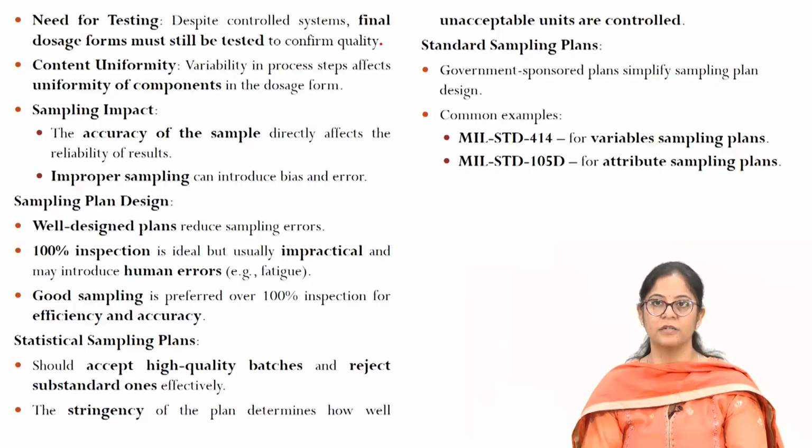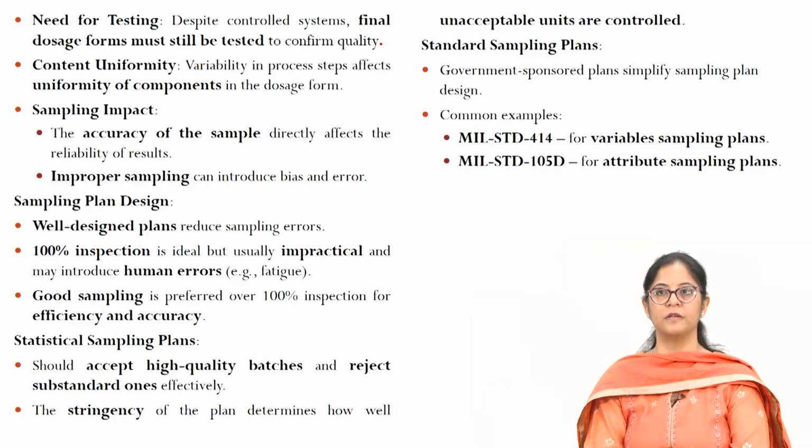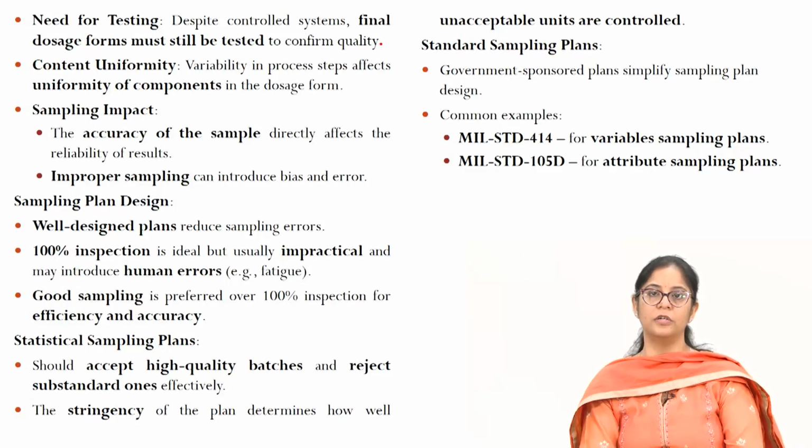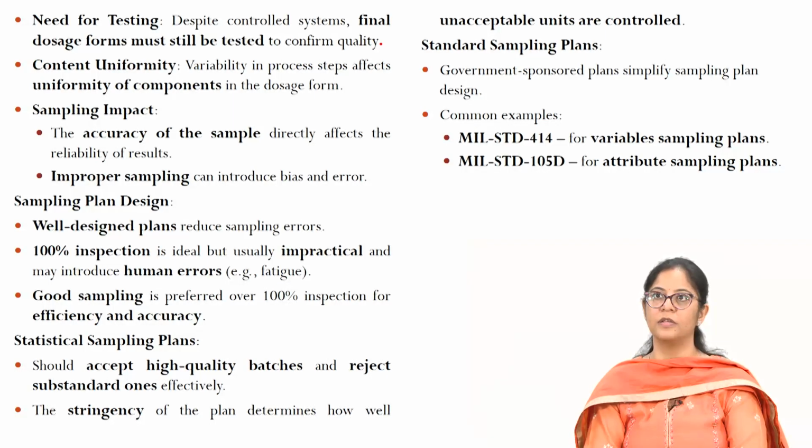100% inspection is ideal, but it is impractical and may also introduce human errors along with fatigue. Good sampling is preferred over 100% inspection for efficiency and accuracy. The statistical sampling plans should accept high quality batches and reject substandard ones efficiently. The stringency of the plan determines how well unacceptable units are controlled. The standard sampling plans are prescribed by government sponsored agencies. Common examples are MIL STD 414 for the variables sampling plan, and 105D for the attribute sampling plan.